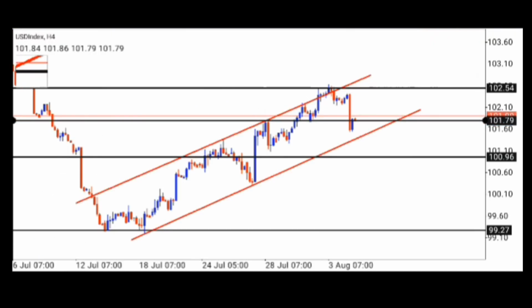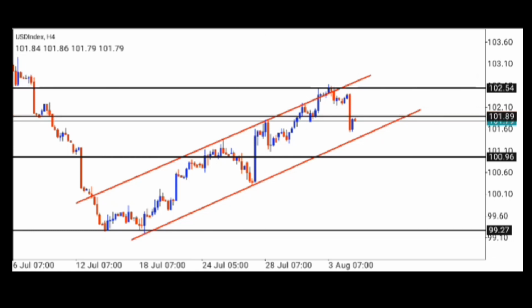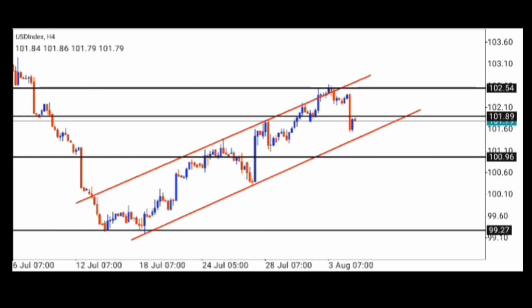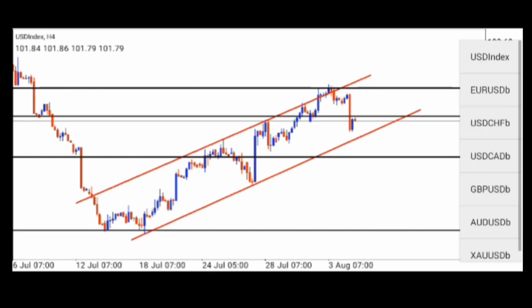I'm expecting it to keep on moving down. With that in mind, we know that when the DXY is selling, these other pairs are buying. They do the opposite. DXY and the XXX pairs move contrary to each other. If one is buying, the other one is most probably selling. So let's go to EURUSD.